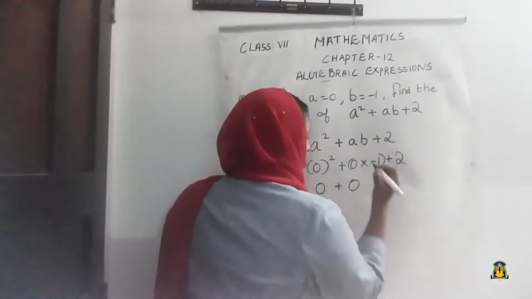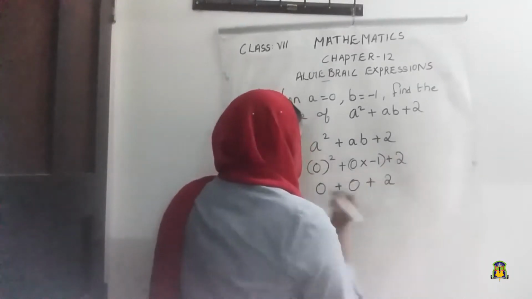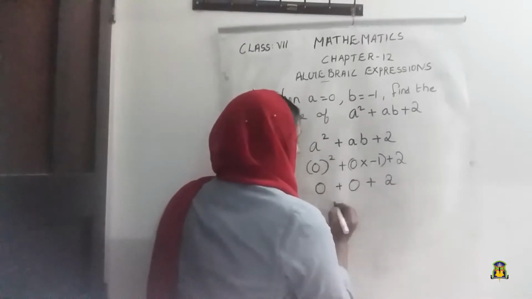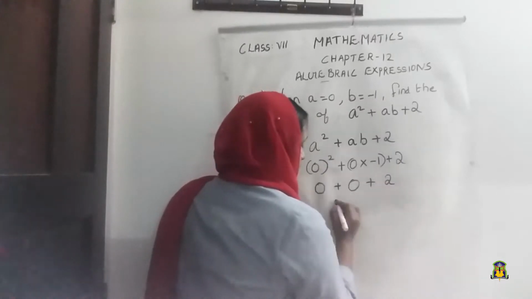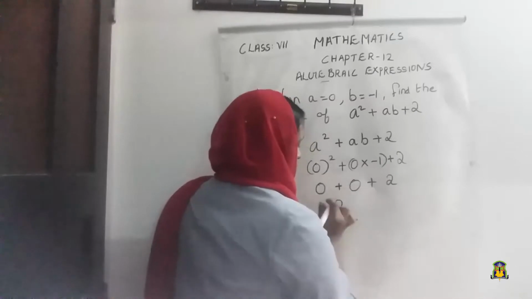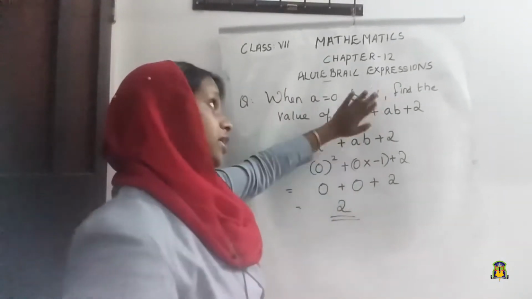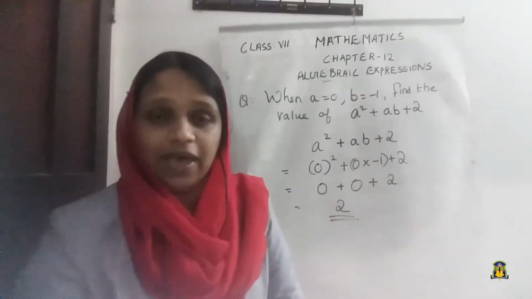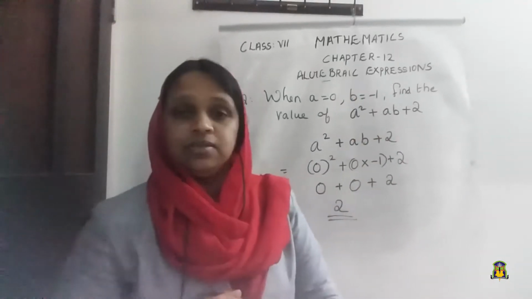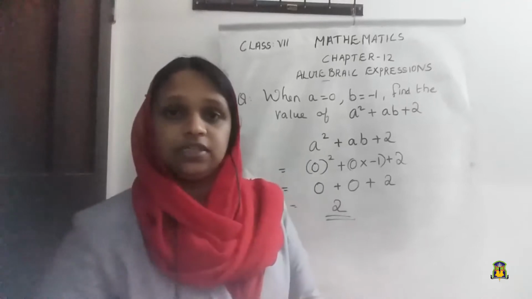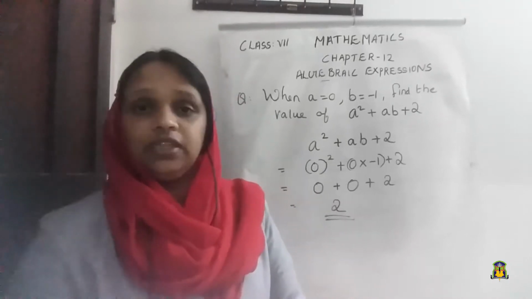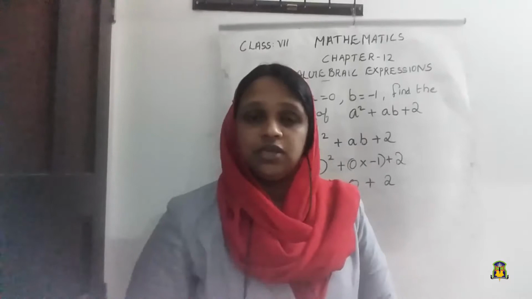So that means 0 plus 2. So what is our final answer? 0 plus 0 plus 2 it is 2. So our answer is 2. Okay, so here we are dealing with two variables. So substitute the values for the variables and finally find the answer. That's all. Okay, so this way we are finding the value of an expression.